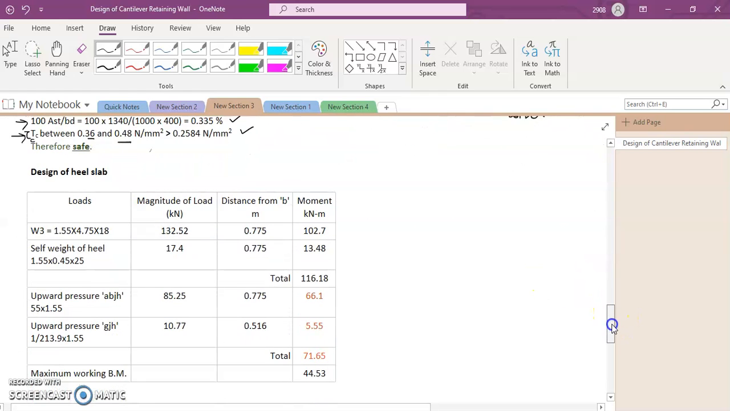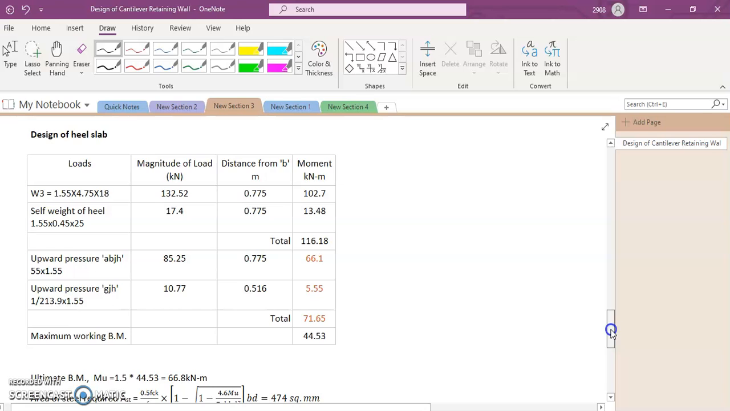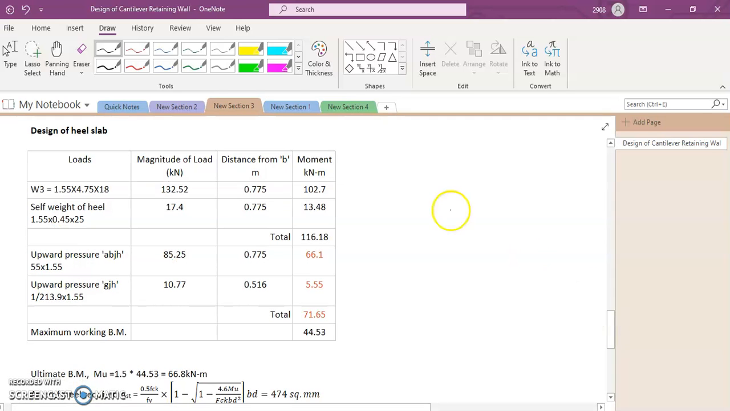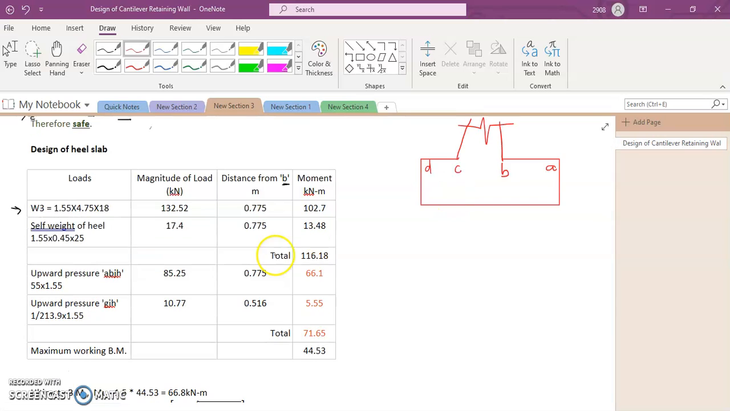Next we calculate the design of the heel slab. Let us design the heel slab. Again let us tabulate. The loads that we consider here: W3 is the weight of the soil. We have already done this. Only bear in mind there is a small difference. In the previous table we found out the distance from the toe. Here we are going to be finding out the distance from the base of the stem, that is point B.